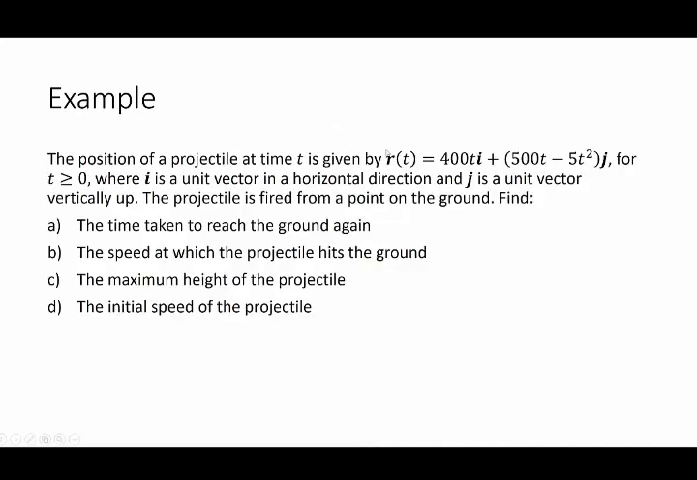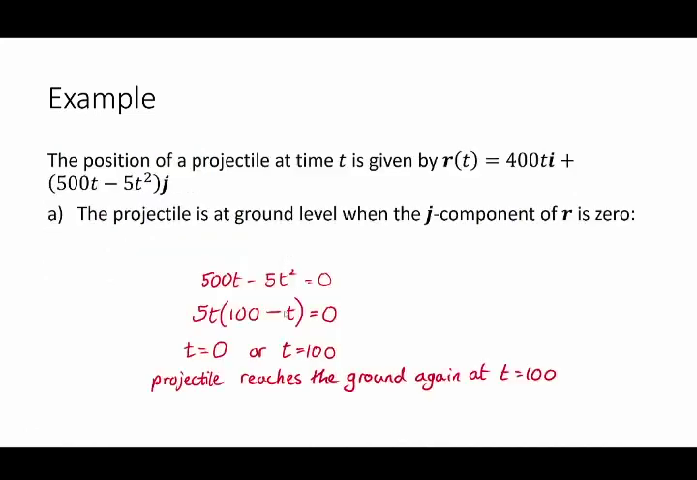Here's an example that I've put together that you might find useful to use. So just to go through the basic idea of the projectile in terms of a vector equation, and then just doing some basic things, finding the things you usually find with projectiles. How long does it take to get to the ground again, the speed with which it hits the ground, the maximum height, the initial speed, and so on. So let's look at the first one first of all.